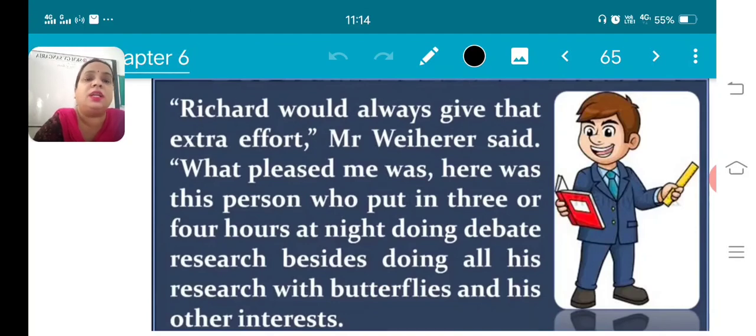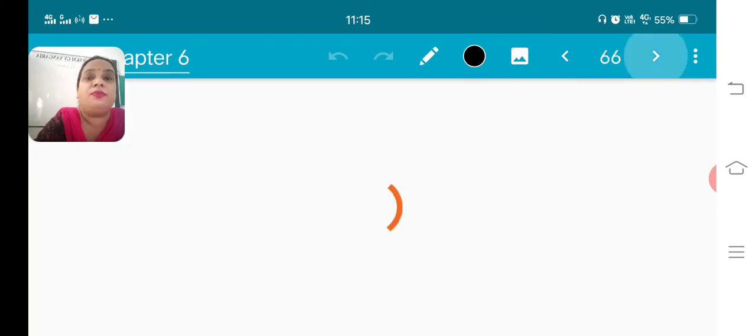"Richard would always give that extra effort," Mr. Wearer said. "What pleased me was, here was this person who put in 3 or 4 hours at night doing debate research beside doing all his research with butterflies and his other interests." So his teacher was very much impressed with how Bright would give an extra 3-4 hours of effort at night for his debate research, apart from the time he gave to his butterfly research and his other interests. So he was very happy with his performance.